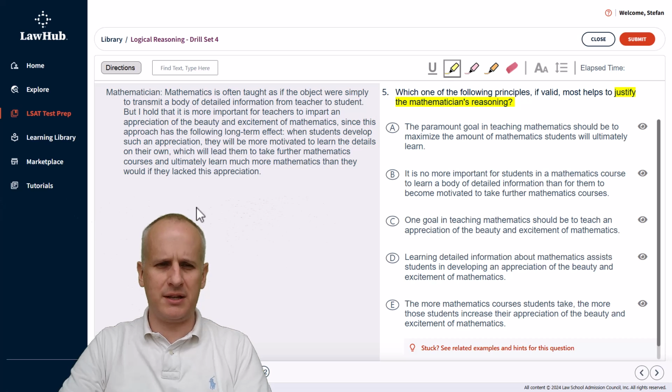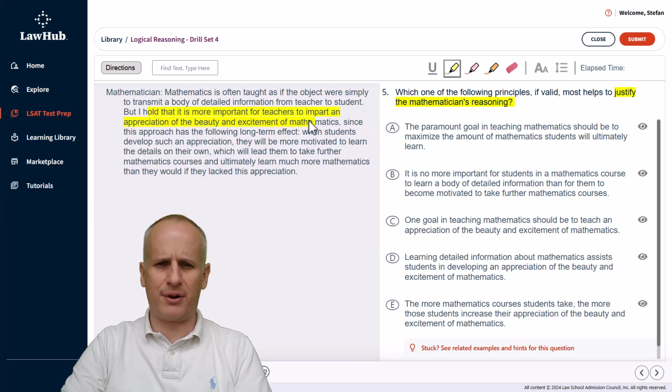So starting at the beginning of the mathematician statements: mathematics is often taught as if the object were simply to transmit a body of detailed information from teacher to student. But I hold that it is more important for teachers to impart an appreciation of the beauty and excitement of mathematics, since this approach has the following long-term effect. When students develop such an appreciation, they will be more motivated to learn the details on their own, which will lead them to take further mathematics courses and ultimately learn much more mathematics than they would if they lacked this appreciation.